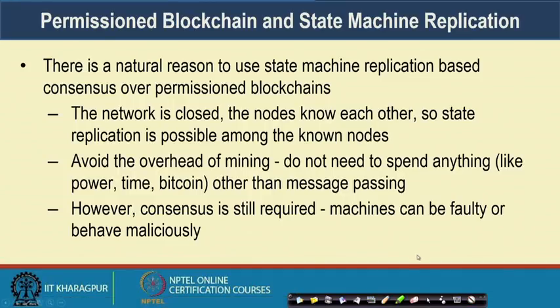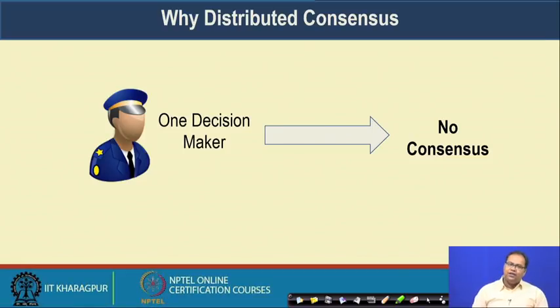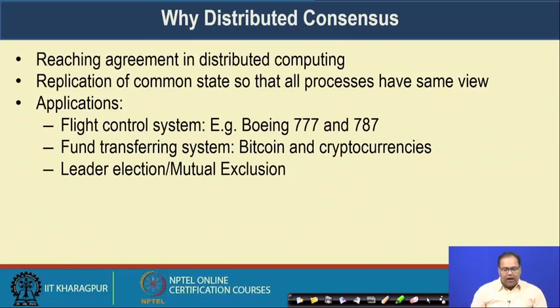So, let us quickly go through the consensus algorithms. Earlier we have looked into this concept of distributed consensus. In case of a consensus algorithm, if there is only a single decision maker, you do not require any consensus. Whenever there are multiple decision makers and in a collective way they want to come to a certain decision, then you require the consensus. So, distributed consensus helps you to reach an agreement in distributed computing. In terms of the state machine replication concept, you replicate the common state, so that all the processes have the same view of the state.